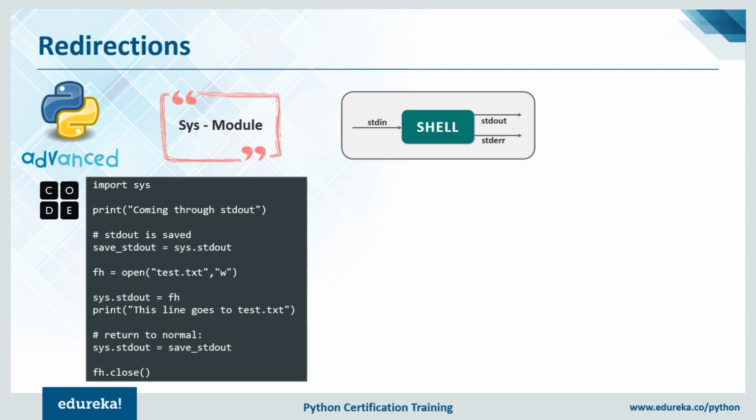After this, we open a file called test.txt for writing. After the statement sys.stdout equal to fh, all of the print statements will directly print into this particular file. What's the file? test.txt. The original condition is restored with sys.stdout equal to save_stdout. So guys, your fh is actually the file handle. Pretty simple, right?